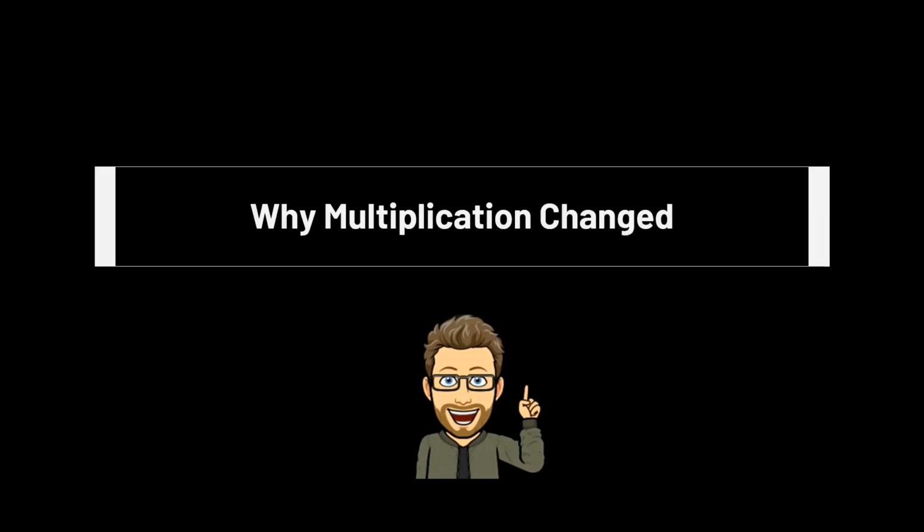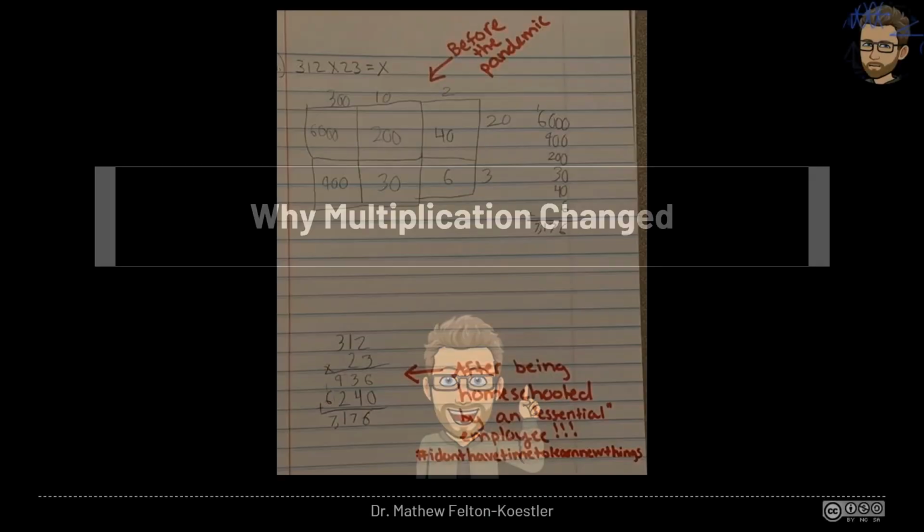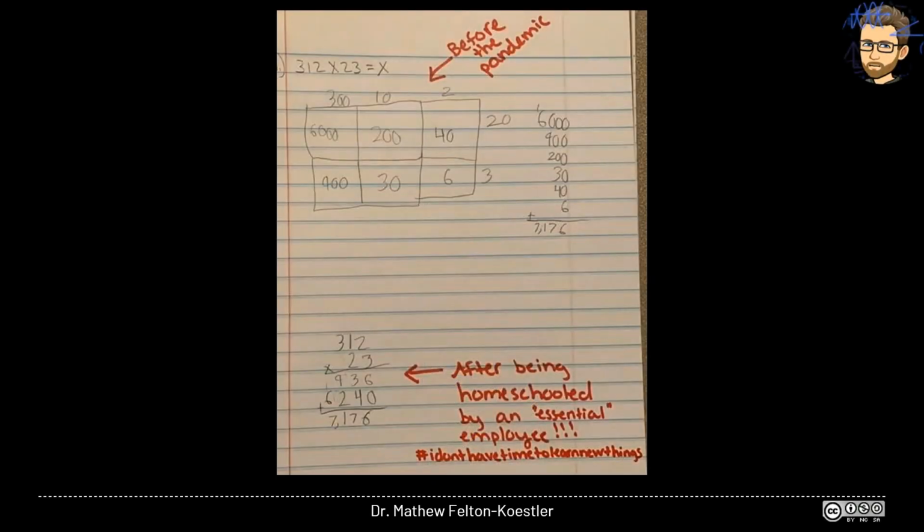I'm here to talk to you about why multiplication is different than it used to be. You may have seen this meme floating around. On the top it shows the multiplication strategy kids were learning in school, and on the bottom it shows the traditional algorithm that a caregiver is using now that schools are closed. This video is very much in the vein of why we shouldn't carry the one and what's wrong with invert and multiply, which you may want to check out.